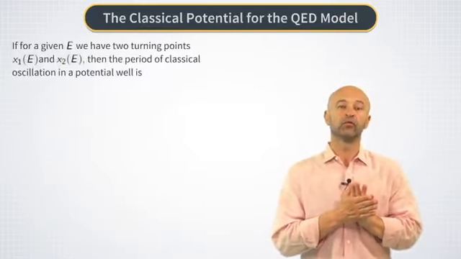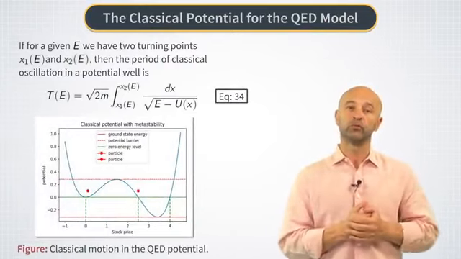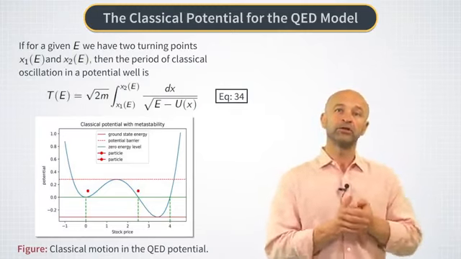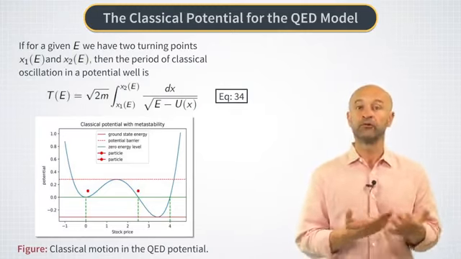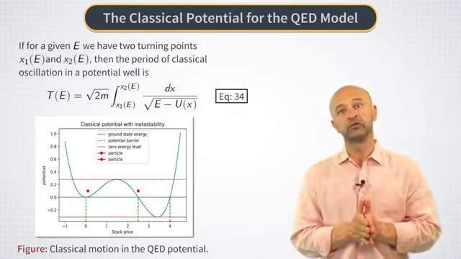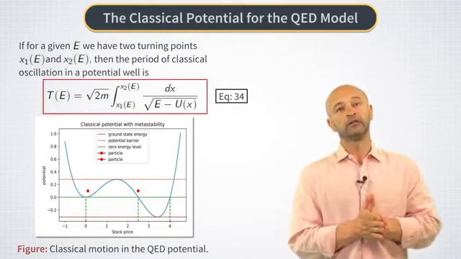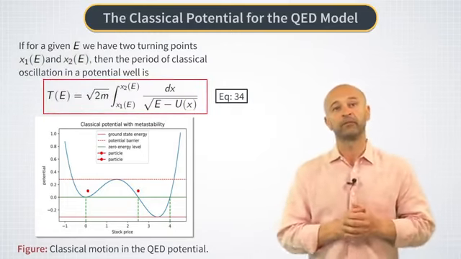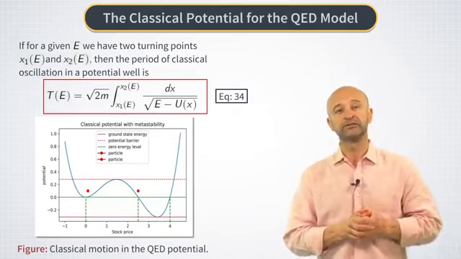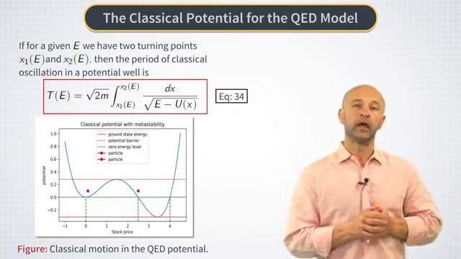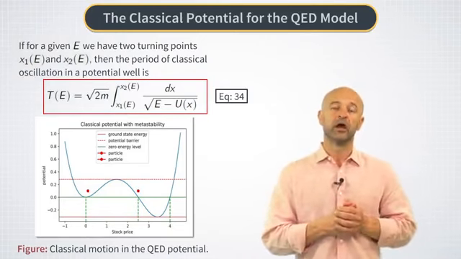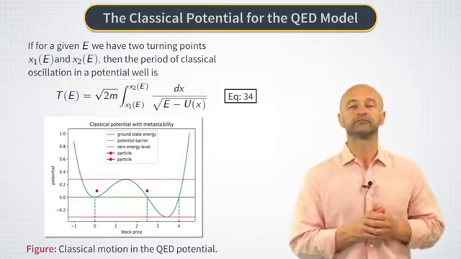Now imagine that for a given level E, we have two turning points, x1 and x2. This means that our potential and our energy E are such that the system can only do a finite motion. Then these points can be used as limits of integration in the above formula, and this produces equation 34 here. And please note that the pre-integral factor here is twice the same factor in the previous formula. This is because equation 34 is written for the full period of oscillations, and this gives us an extra factor of 2.